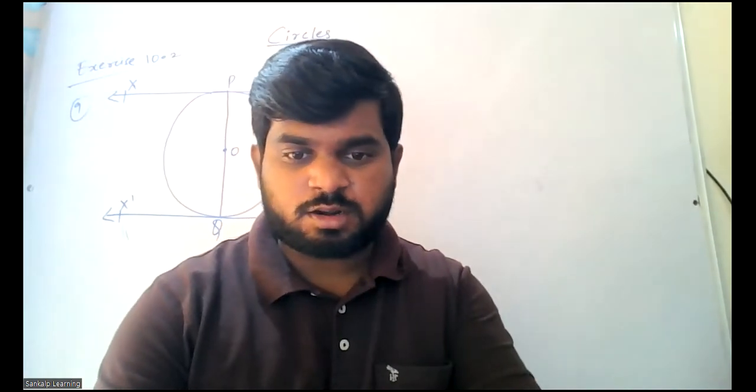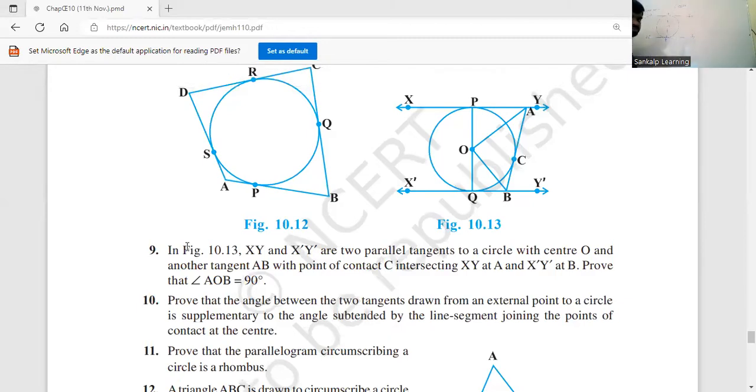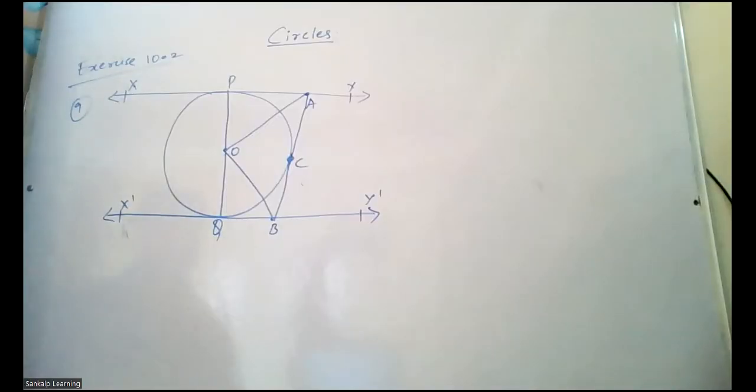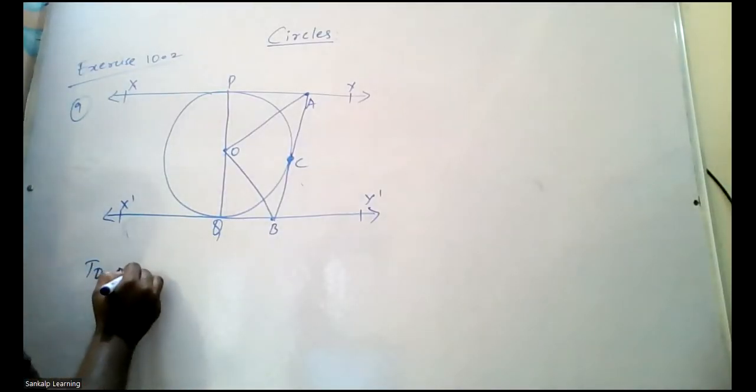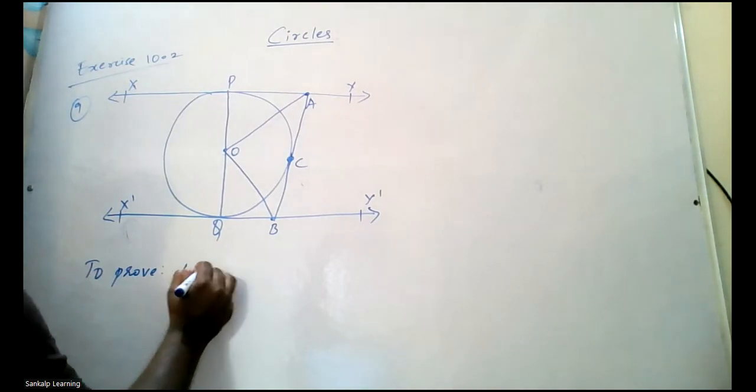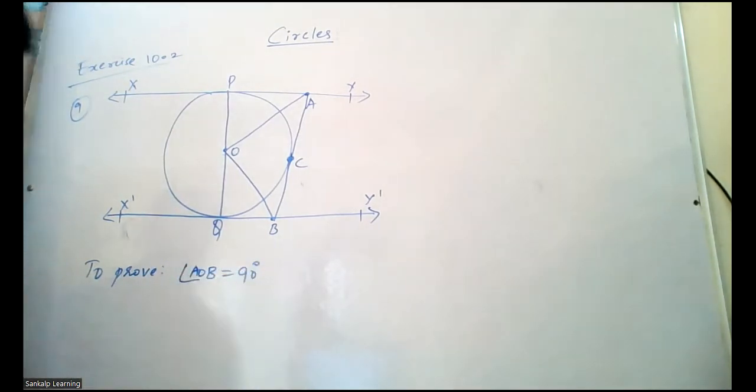Let me look into the figure again. XY. Okay, there is another tangent from A to B, something like this. Join O, A and B. The point where it touches, they have taken it as C. So this is the figure. What should we prove? We must prove that the angle AOB is equal to 90 degrees.